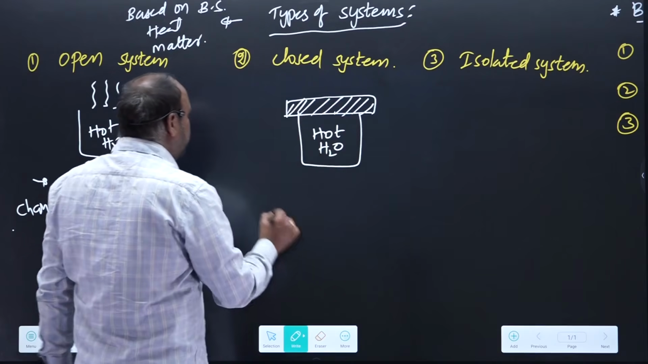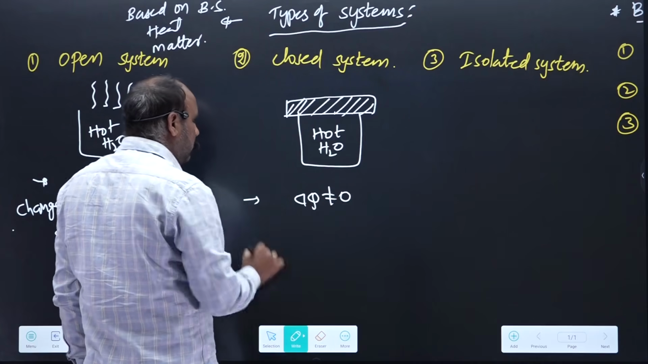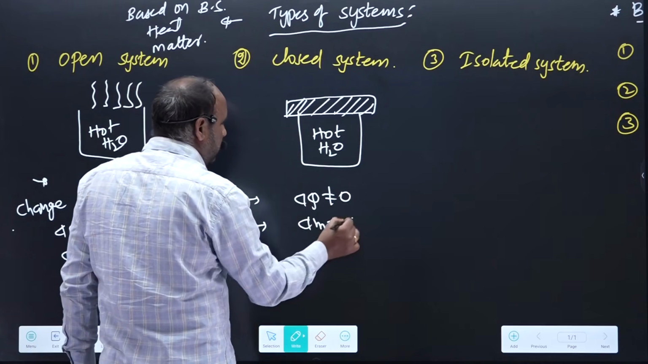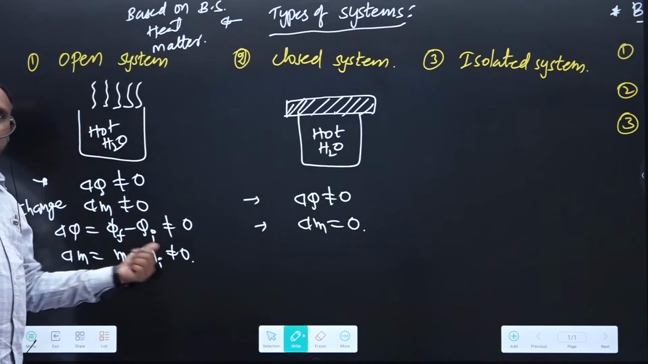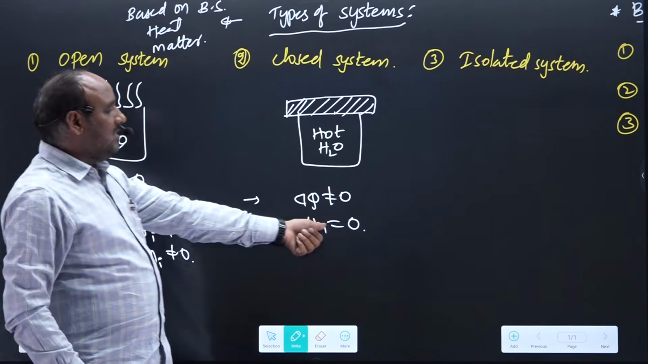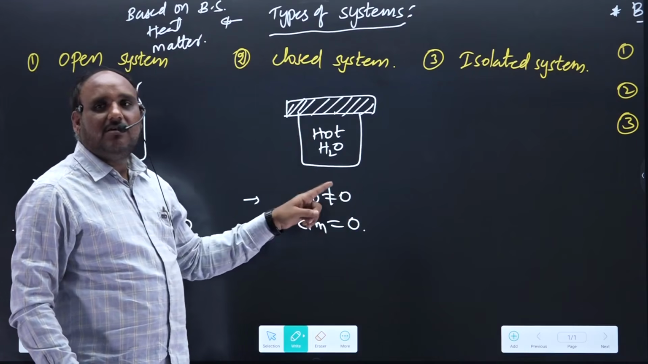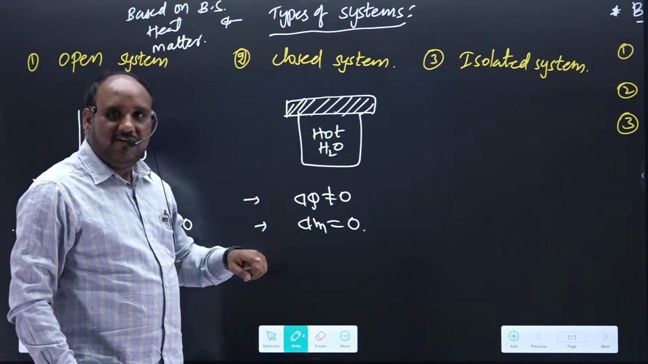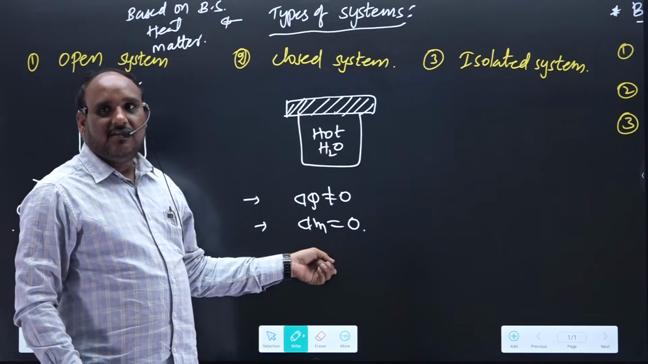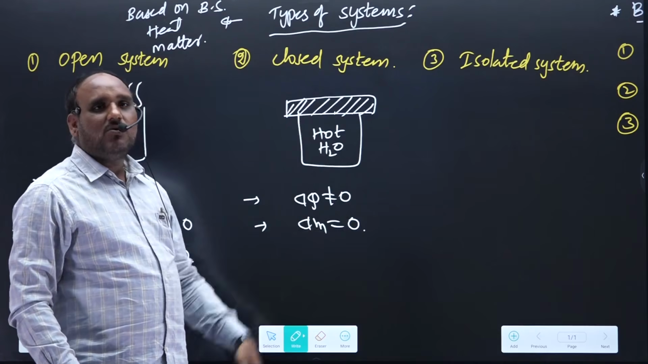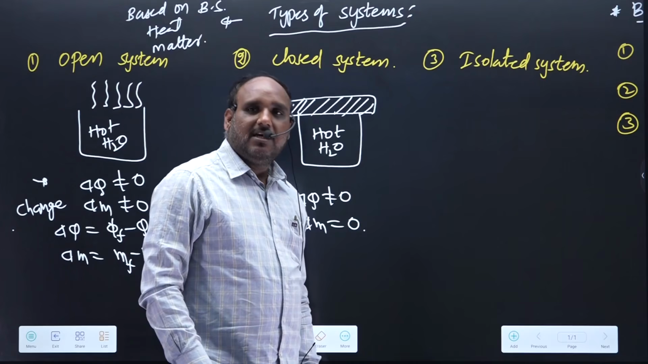So what are the conditions we have to consider? Delta Q will change, therefore it is not equal to 0. Delta M is equal to 0, because initial and final will be the same. So we define a closed system as a system in which only heat energy is exchanged with its surroundings, but not matter. Such systems are known as closed systems, right? Coming to the third one, the isolated system. What is meant by an isolated system?